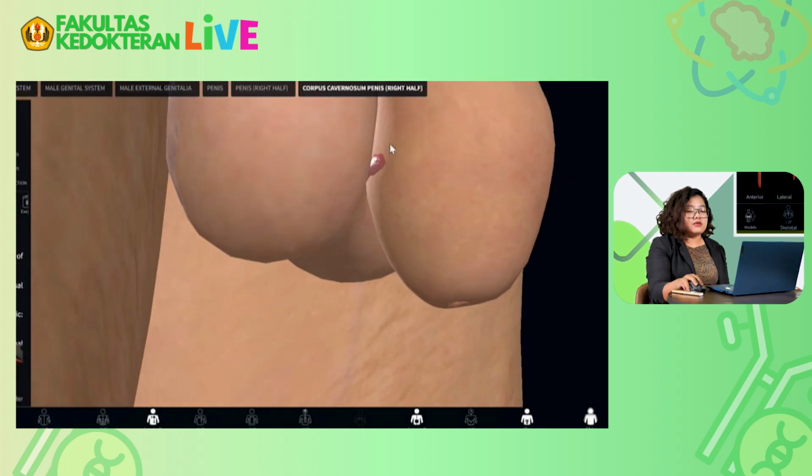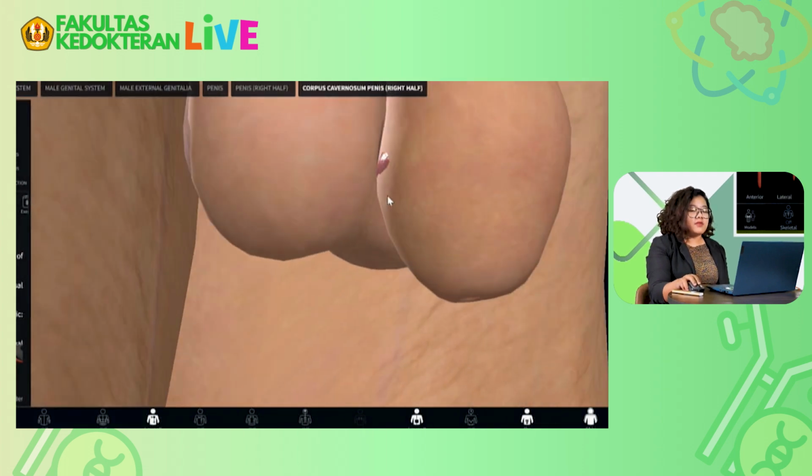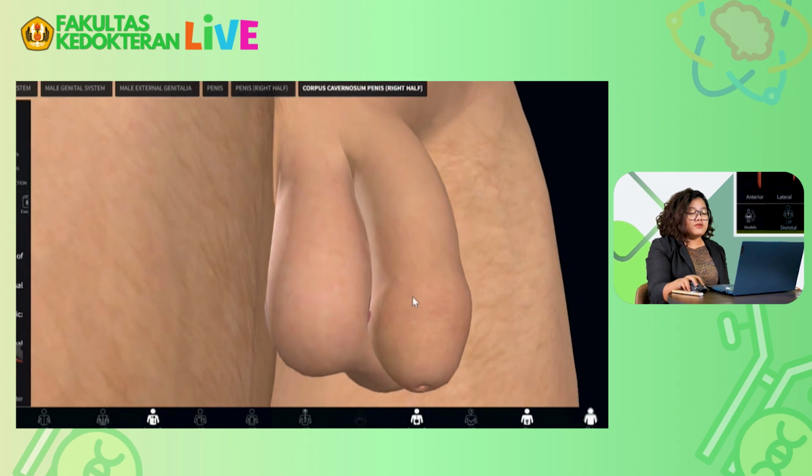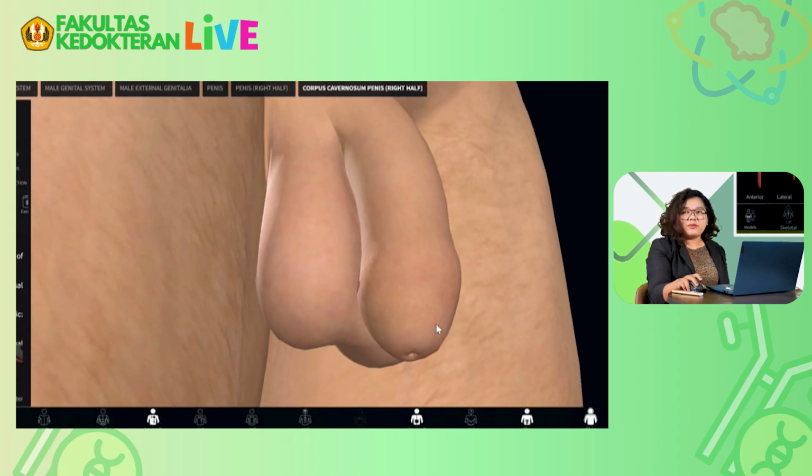So, unfortunately, this module here doesn't have the ability to show you the true prepuce. We need to see that on the cadaver. So I'll let you use your imagination here.